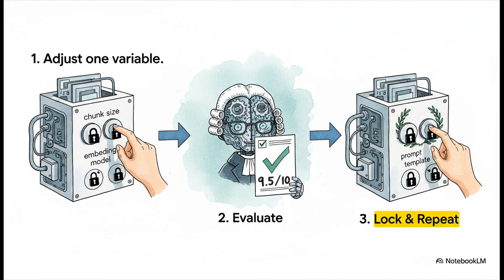It's all about being methodical. You change one and only one variable at a time. Could be chunk size, could be the embedding model, whatever. Then you run your tests. And here's the cool part. You use a powerful LLM like GPT-4 as an unbiased judge to score the quality. Find the winner, lock it in, and move on to the next variable. It's literally the scientific method, but for RAG.